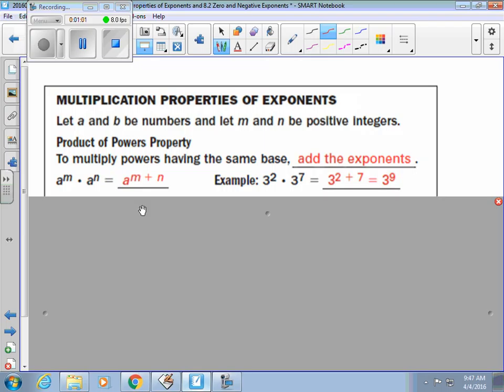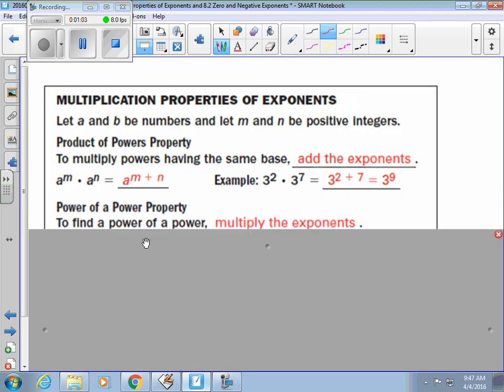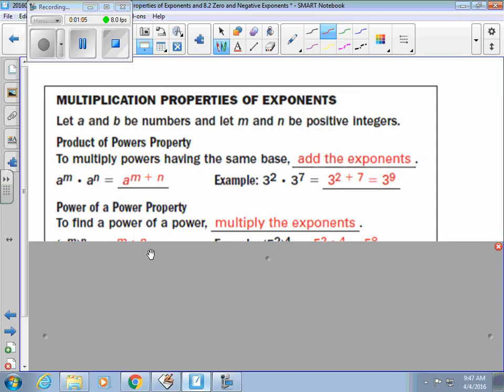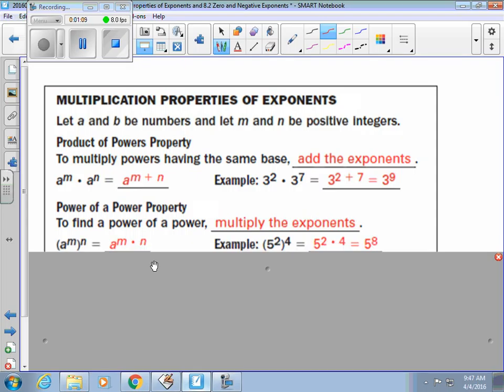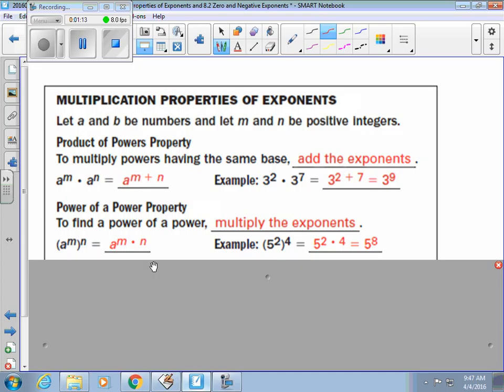When you are raising a power to a power, this is when you multiply the exponents. Here we go: a to the m, all to the n. Now, it's not multiplying the same bases a and a. You're raising a power to a power, so you multiply m times n. Same thing with 5 squared to the fourth. Instead of adding, since it's a power to a power, you multiply 2 times 4 to get 5 to the eighth.